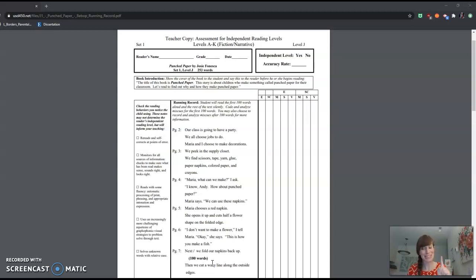But remember, accuracy is just the very top layer of looking at a child's reading when we're analyzing for miscues. So I'm going to go ahead, and you can see the book introduction, as the teacher's going to say: the title of this book is Punched Paper. This story is about children who make something called punched paper for their classroom. Let's find out why and how they make punched paper. So you're providing the child with some context for the story and letting them know we're going to be reading together. From this point on, I'm going to read as if I am the student. Okay, here we go.